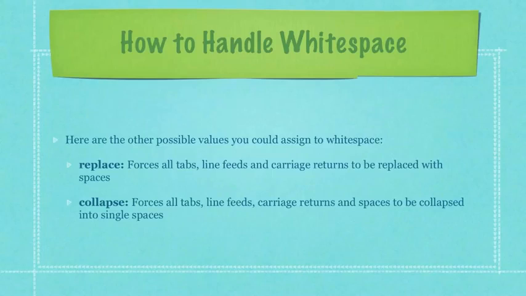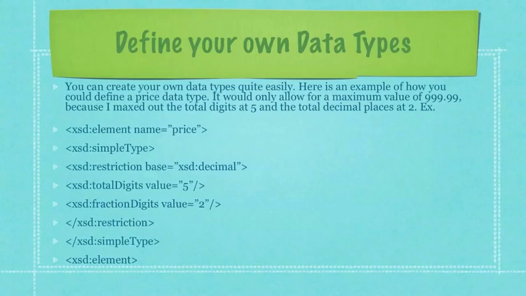Replace forces all tabs, line feeds, and carriage returns to be replaced with simple spaces. Collapse, on the other hand, forces all tabs, line feeds, carriage returns, and spaces to be collapsed into just single spaces. You can create your own data types quite easily as well.